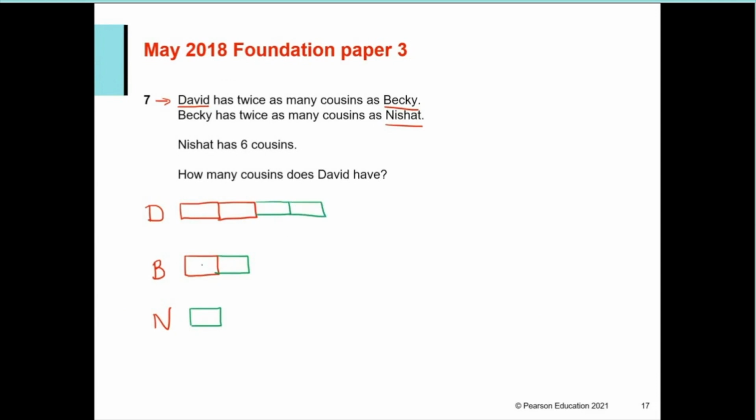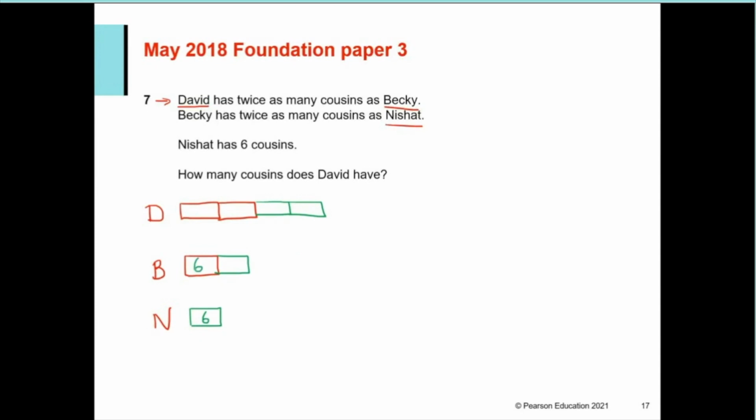You could also have students who've done it before who have split the boxes, who've been able to see that if you draw Nishat's box half as big as Becky's, you then have to split the boxes. If Nishat has 6 cousins, then every one of these is also worth 6. So what's the calculation we need to do to answer the question of how many David has? Well, that's 6 times 4, which is 24.